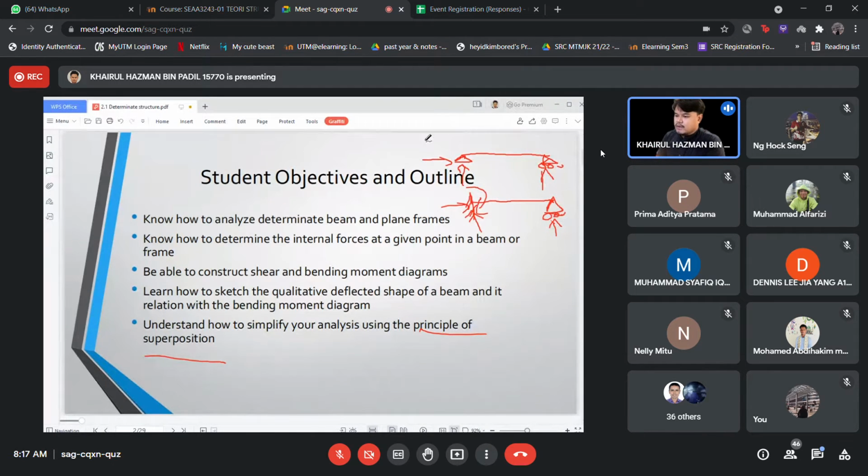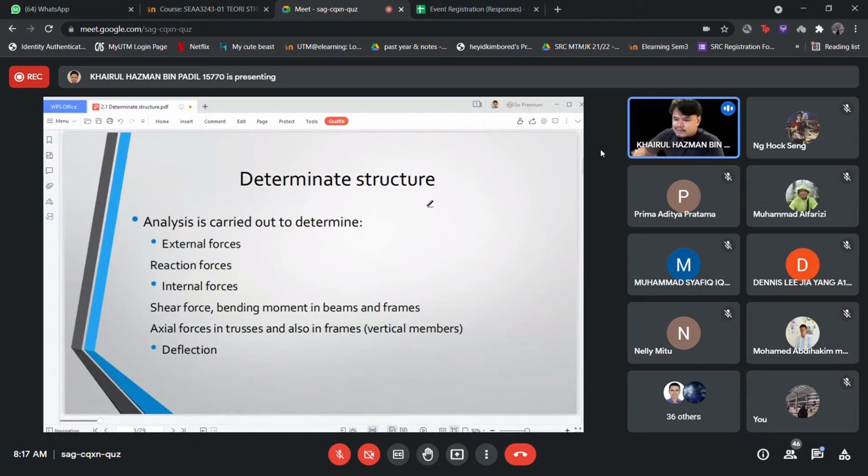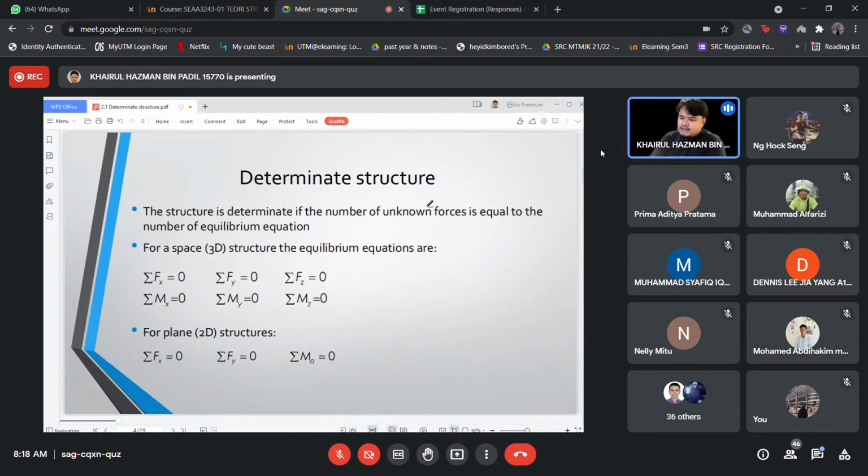If you have three or fewer reactions on the structure, you can call it a determinate structure. But if you have more than three reactions, you will call it an indeterminate structure. There is a difference between that. I provide the analysis carried out to determine the external forces, reaction forces, internal forces, shear force, bending moment in beam and frame, axial force in truss and also in frame, and deflection. This is for determinate structures. The structure is determinate if the number of unknown forces is equal to the number of equilibrium equations. So this is what I said.